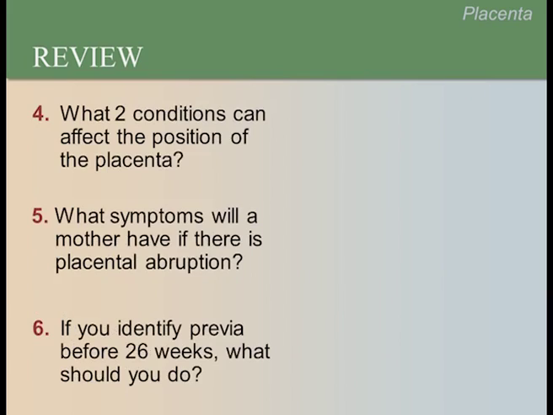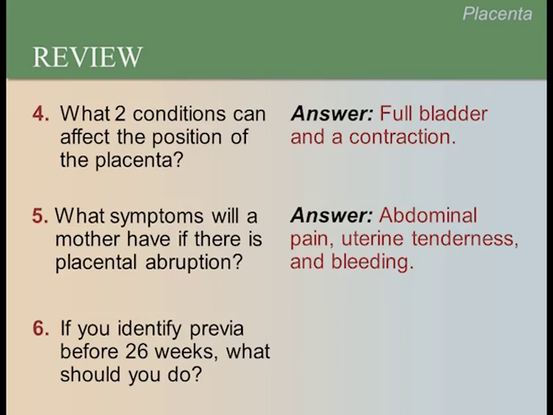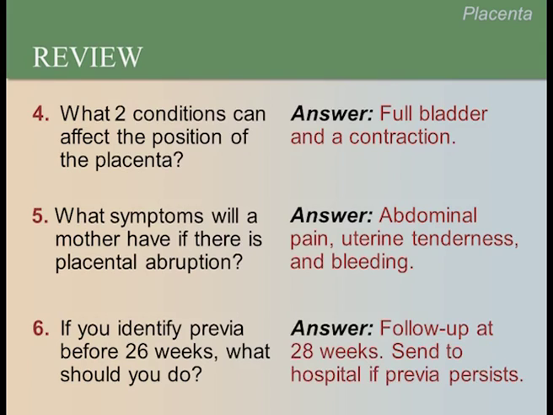What 2 conditions can affect the position of the placenta? The answer is a full bladder and a contraction. What symptoms will a mother have if there is a placental abruption? The answer is abdominal pain, uterine tenderness, and bleeding. If you identify a previa before 28 weeks, what should you do? The answer is a follow-up scan at 28 weeks. Send to the referral hospital if a previa persists.